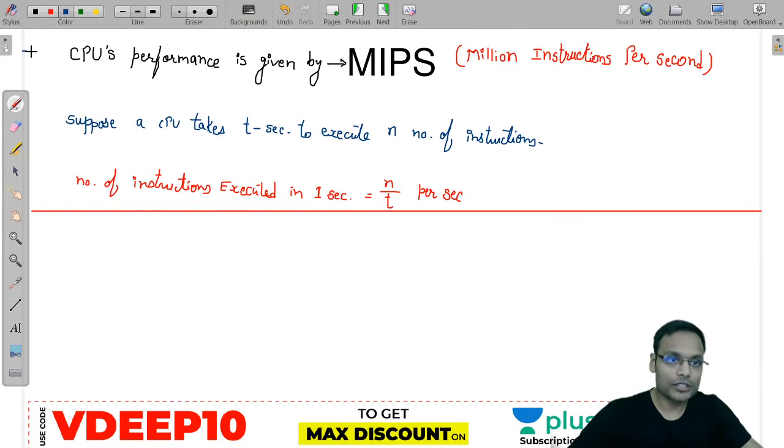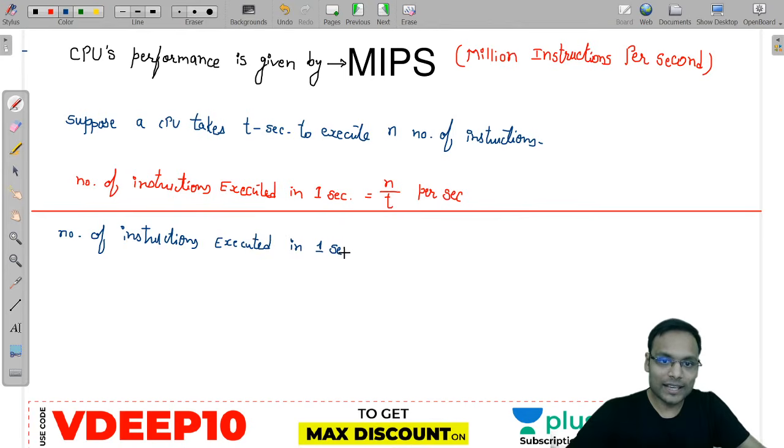So if I am calculating number of instructions executed in 1 second, then what is n? Number of instructions which we have executed, divided by total execution का time. Are you fine with this formula? If I am writing this same thing with n and t, I have written the formula this way.